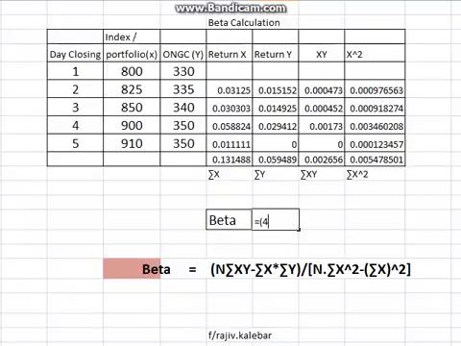4 into summation of xy minus summation of x into summation of y, whole divided by bracket, again 4 into summation of x square minus summation of x into summation of x. So I get beta as 0.6.